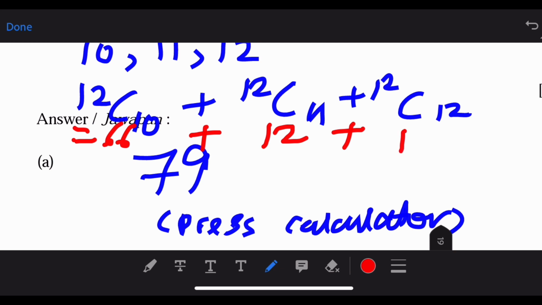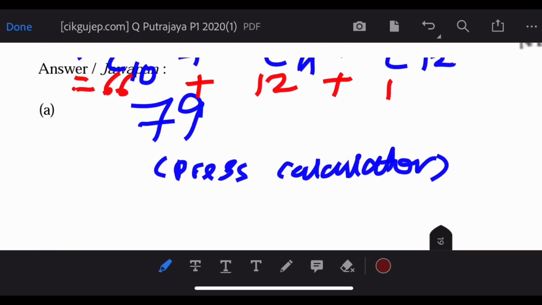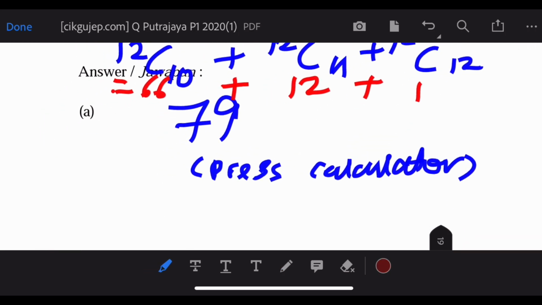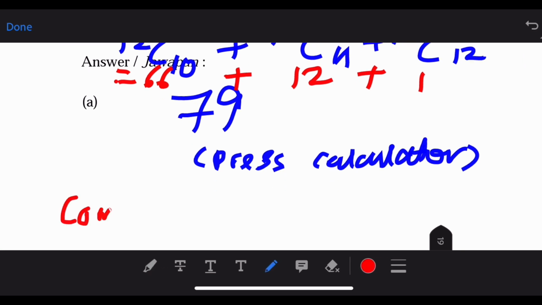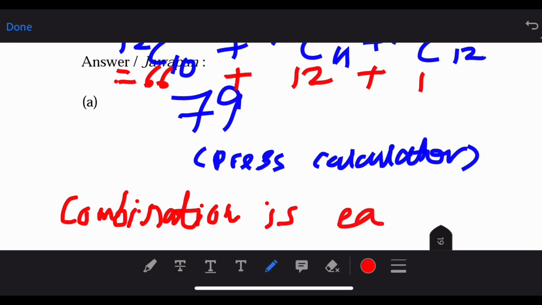Just now we have nCr, so 12C12 is 1, so the answer is 79, or you can just press your calculator, one shot you get the answer. Okay, combination is easy, right? So remember, for the combination, order is not important, okay?